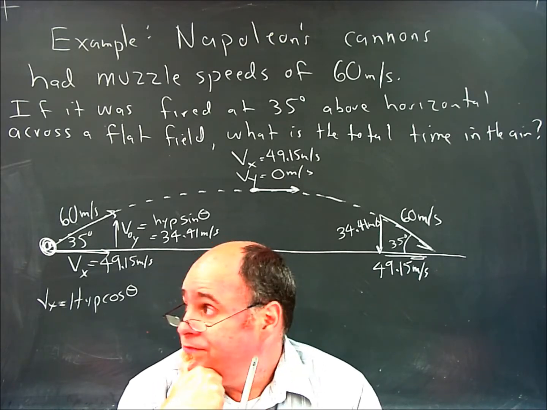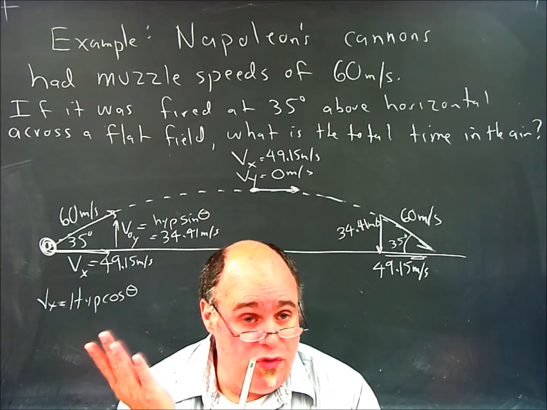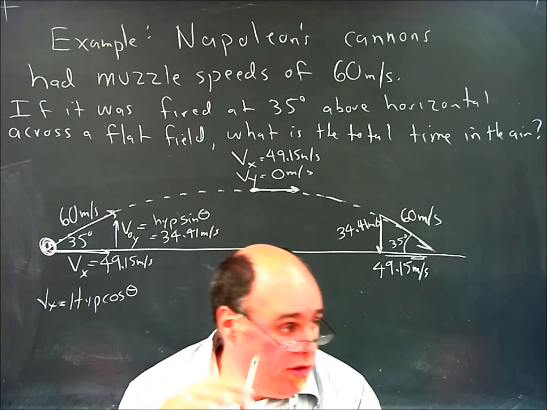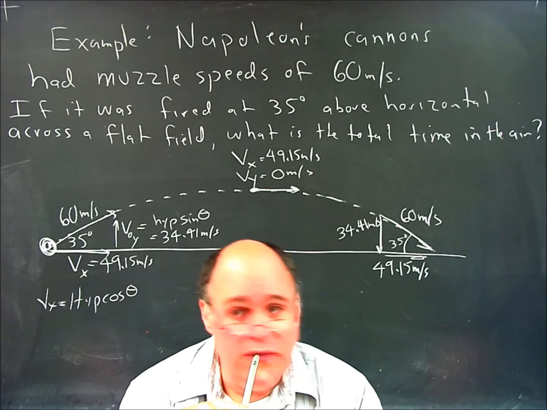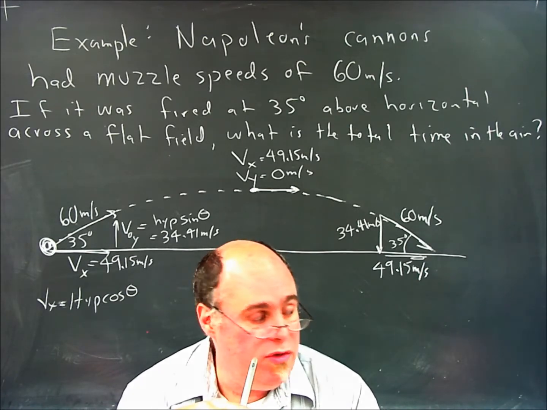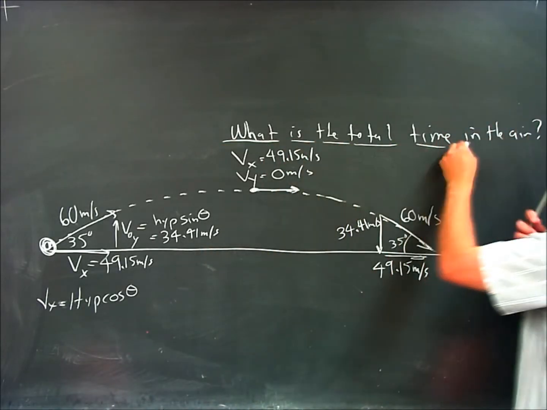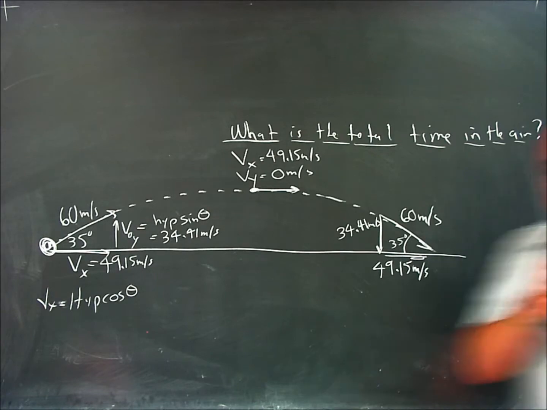So to answer this, we have to just use the x and the y components. What I would like to do is erase the question off the top of it and just keep the picture, and then show you how to use some formulas. And I've still left the question: what is the total time in the air? Total time the cannonball is going to be in the air.